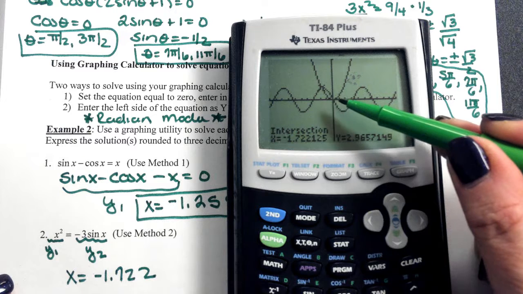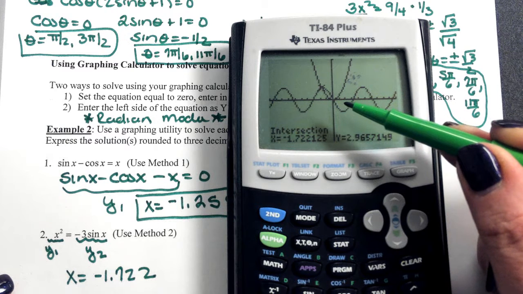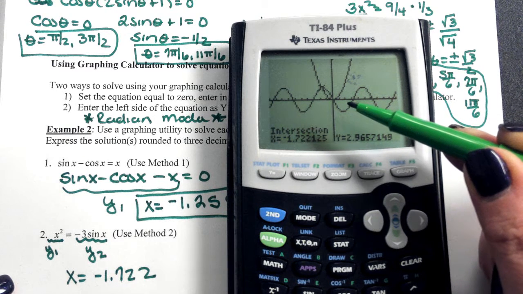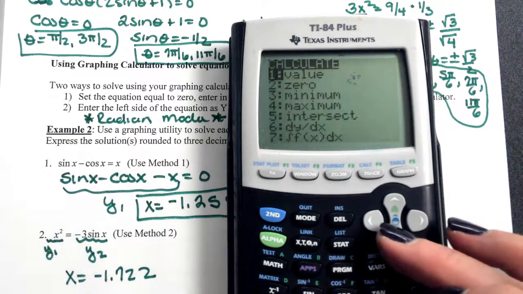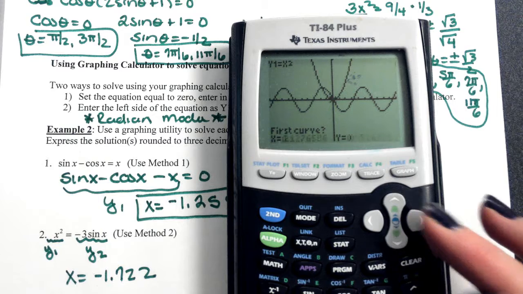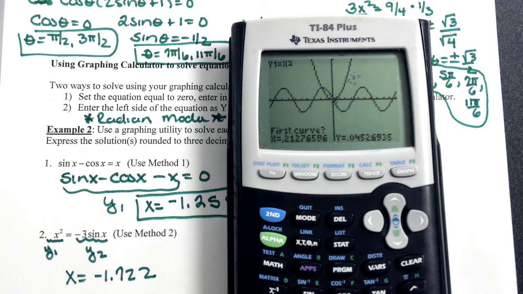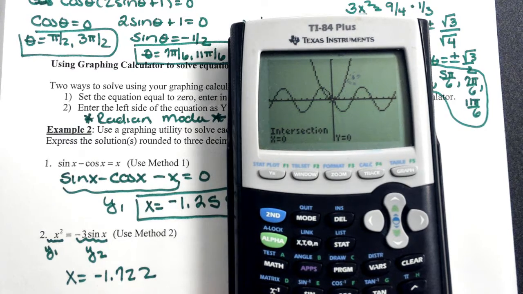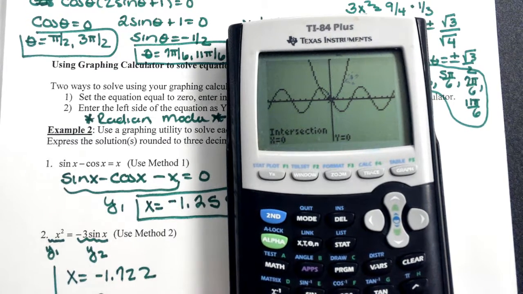And then you do it again. It looks like it's 0, but just confirm it on the calculator in case you're dealing with a really small fraction. Second trace, intersect. Move your cursor so it's close to the other point of intersection, then hit enter 3 times. So we end up with x equals 0. So there are your 2 solutions.